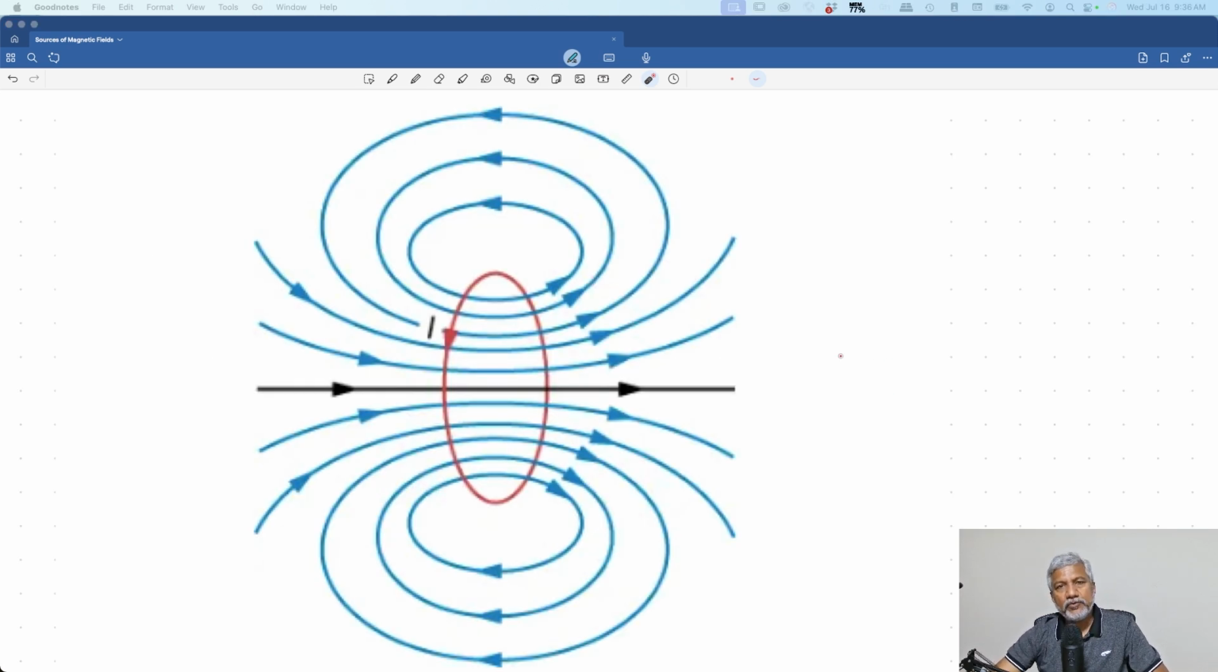So before we move on, I wanted you to take a look at this diagram. And you see that the magnetic field, due to a circular loop, has this pattern, which resembles the magnetic field due to a bar magnet. Just keep that in mind.